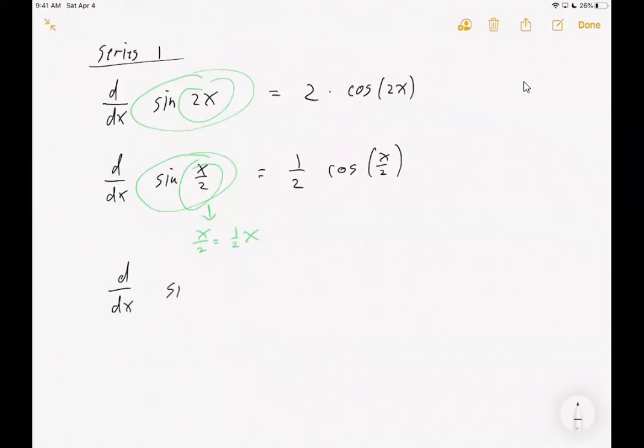Let's do, you often see pi's as part of the argument of trig functions in general. So let's do this one. Go ahead, circle it, get the answer.